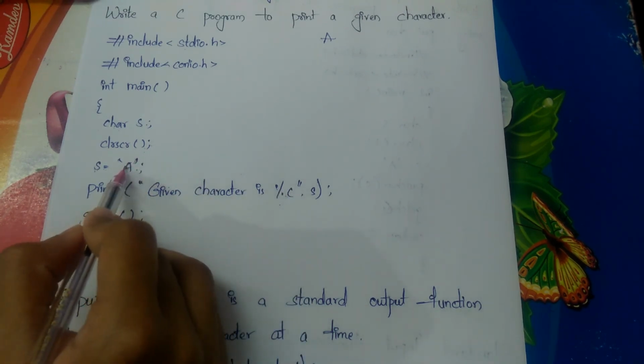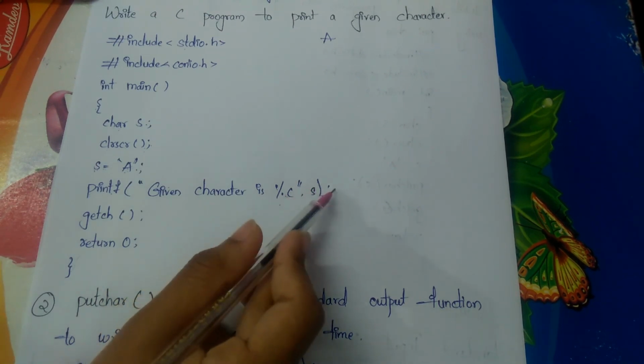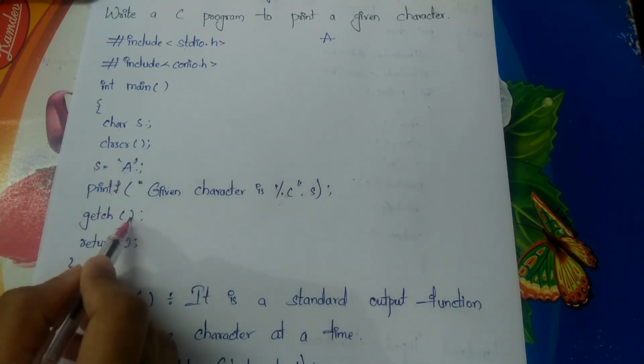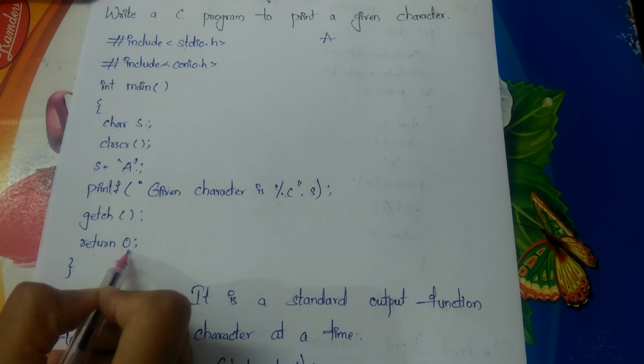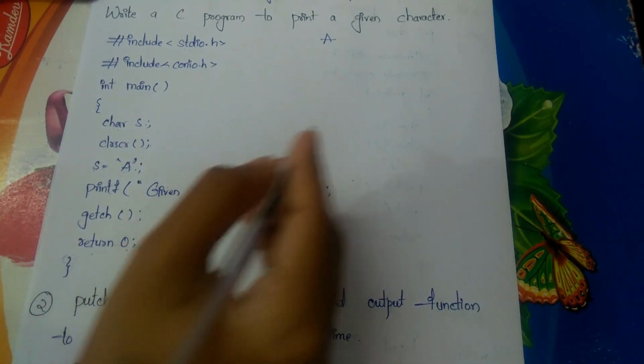So I defined this character in the variable name s. So comma s and ended with a semicolon. Now getch, then after that return 0. Integer always returns a value. Then close the curly brace. Now to the output screen.